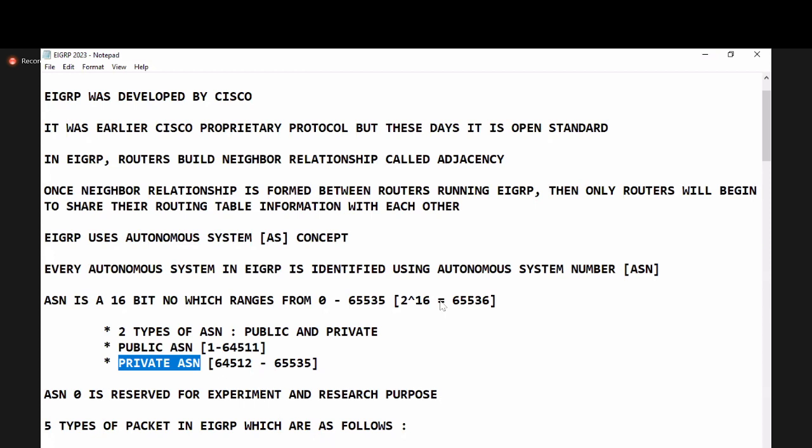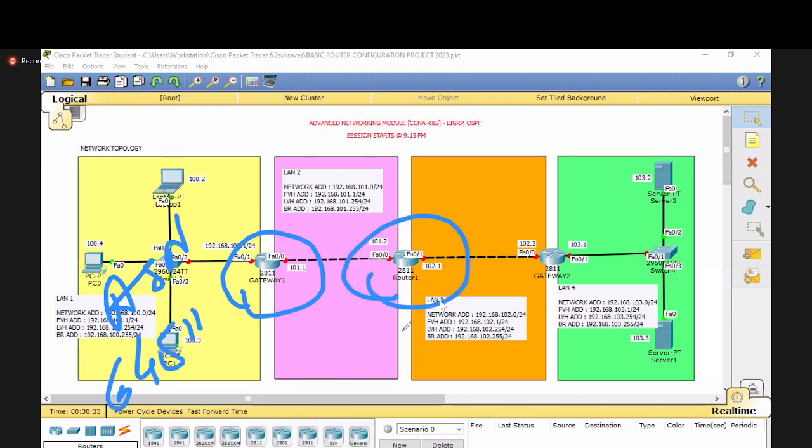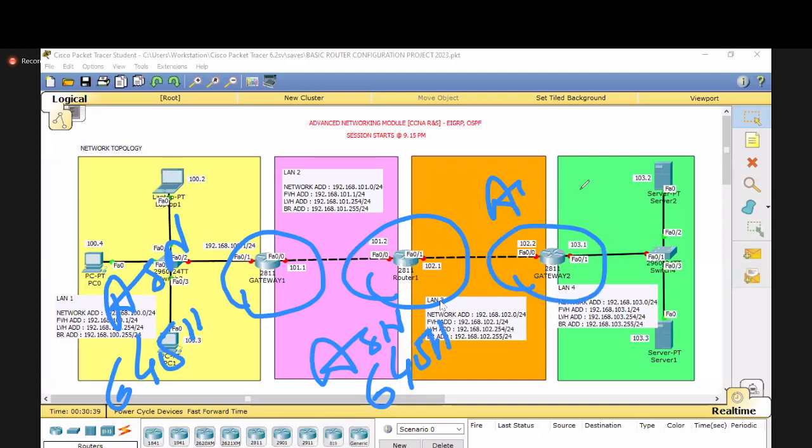So the autonomous system number needs to be the same in your routers. It means if you are configuring this router with autonomous system number 64511, then this router should also be configured with autonomous system number 64511, and this router also with 64511. Then only they can perform routing, they can share routing tables, and they can build a neighbor relationship, that is the adjacency.